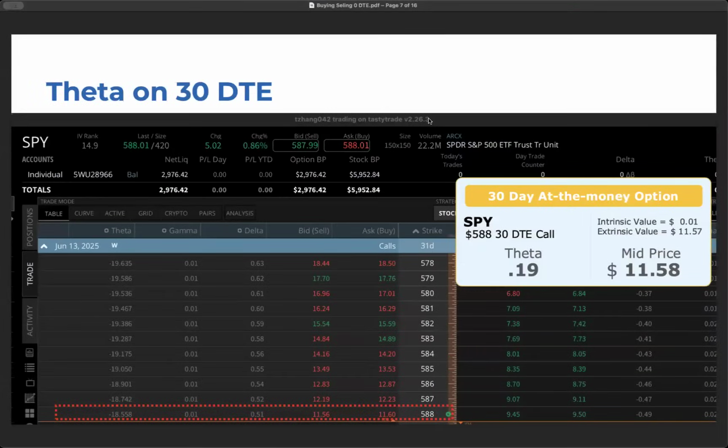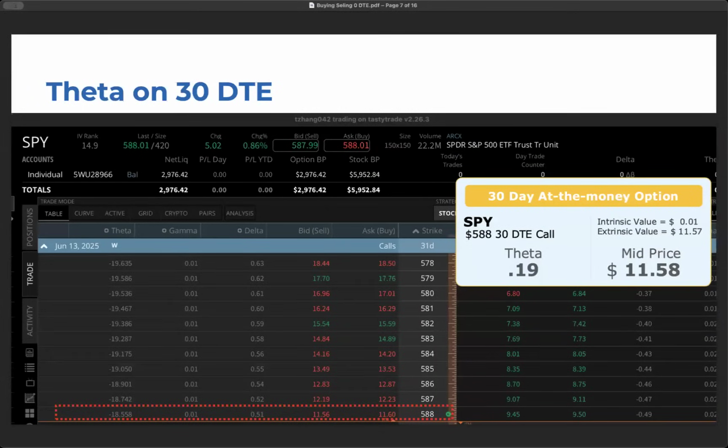We're starting out with a 30-day option. This was pulled just about an hour before we started, when SPY was trading at 588, so right around the 588 mark. And what we're going to look at is buying a 30-day option, which is the June 13th expiration. We're going to look at the June 13th 588 call, which is highlighted by the red dotted line at the bottom of your screen. As you can see, that's currently trading around $11.58. It's got a theta of 18.5 cents.